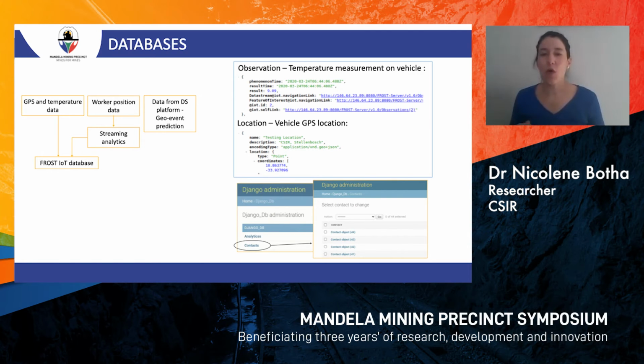So in order to be able to use this data, it must be saved into some type of database. All raw sensor data is considered Internet of Things, and so saved to a Frost IoT database. At the top, you can see observations and location, which is data from the first GPS and temperature dataset, saved into a Frost database. And below, you can see the analytics and results from the machine learning saved into a Django database. And this is just kept separate because it's different types of data.